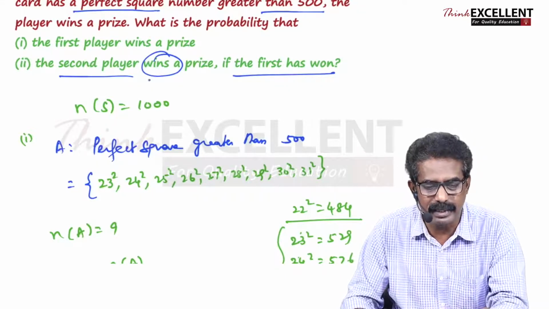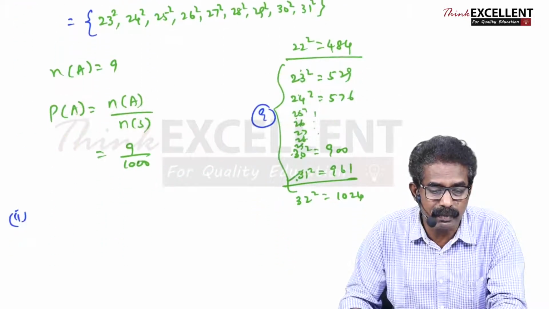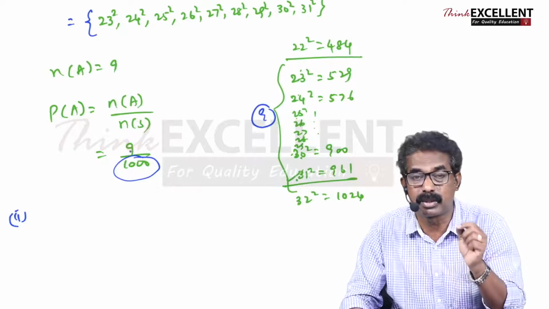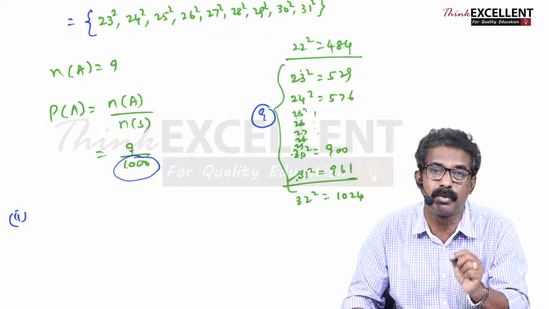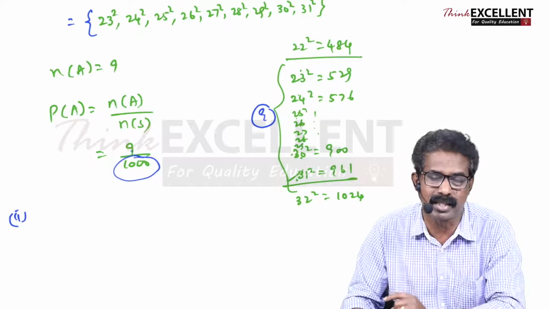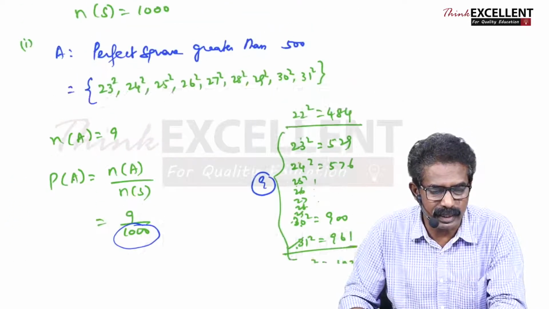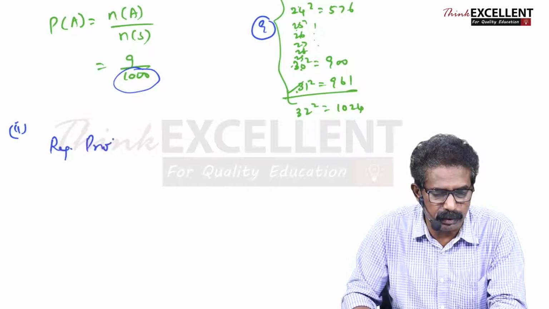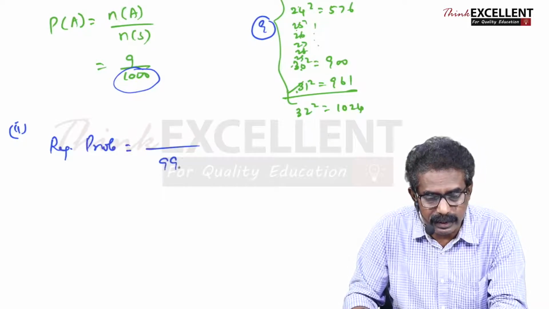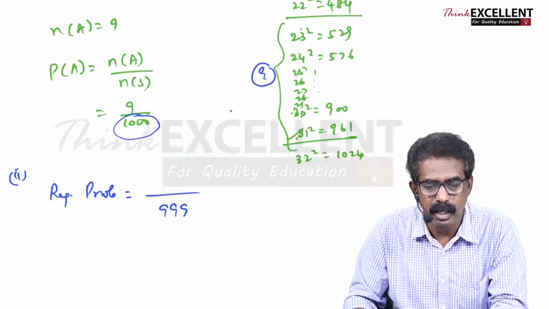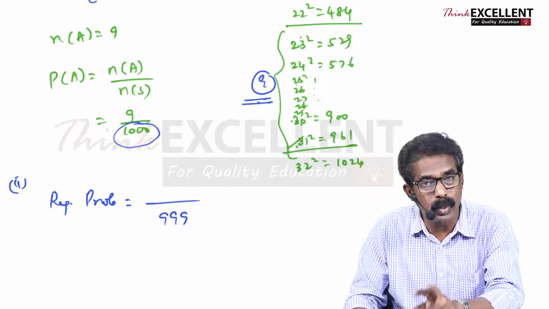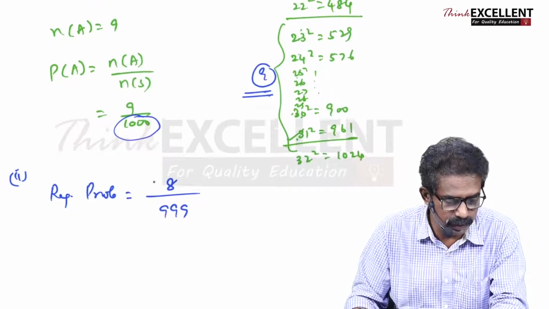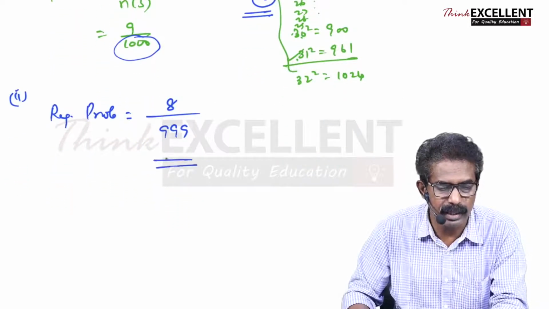Now only 8 are left out, and the total number of cards, previously 1000. The first person has taken a card that was not replaced. So now how many cards are left? Only 999 cards. So the second case, the required probability is equal to total cards 999 only. Out of these 9 favorable cards, 1 card is taken by the first person. Now the favorable cards are 8 only. So the answer is 8 by 999.